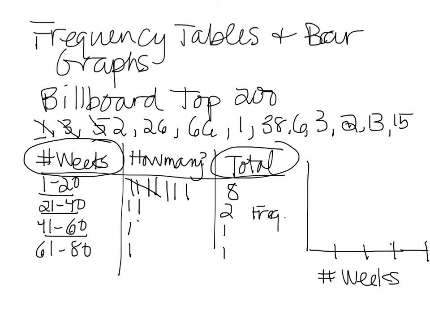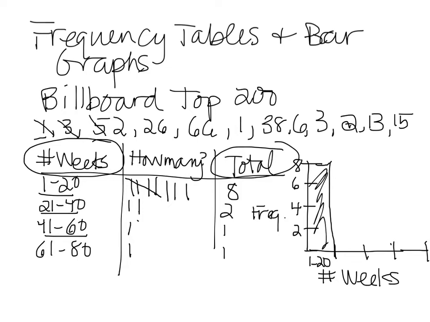And in the first category, we have 8. The most we have is 8. The fewest we have is 1. So if I only have this much space from 0 to there, I'm thinking that I'm going to put my interval as 2. So this would be 2, this would be 4, this would be 6, and this would be 8. So in the first category, 1 to 20, I have 8. So I draw my bar, and I put it in.